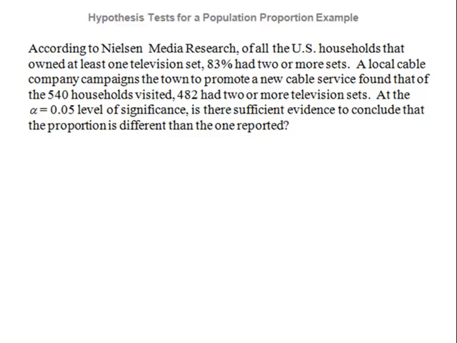Here's our problem. According to Nielsen Media Research, of all the U.S. households that own at least one television set, 83% of them had 2 or more sets. A local cable company canvassing the town to promote a new cable service found that out of 540 households visited, 482 had 2 or more television sets. At the alpha equal 0.05 level of significance, is there sufficient evidence to conclude that the proportion is different than the one reported? So our first step is to label the information we're given in the problem.